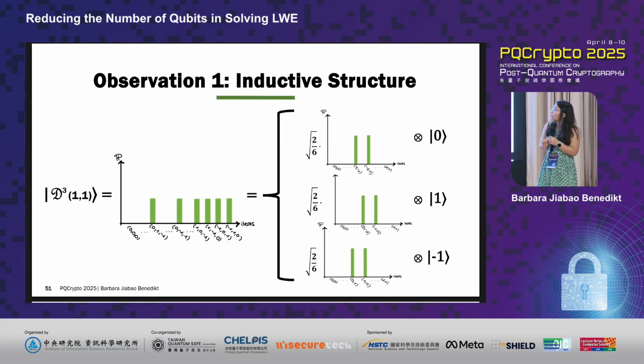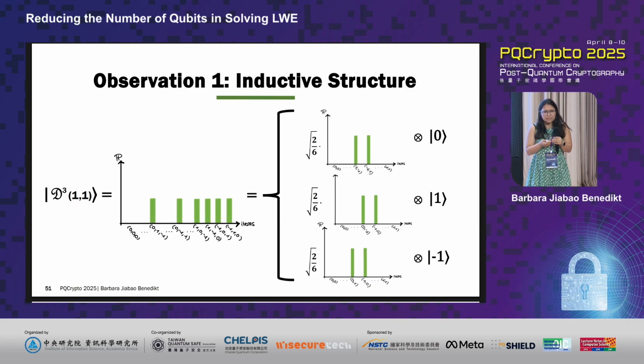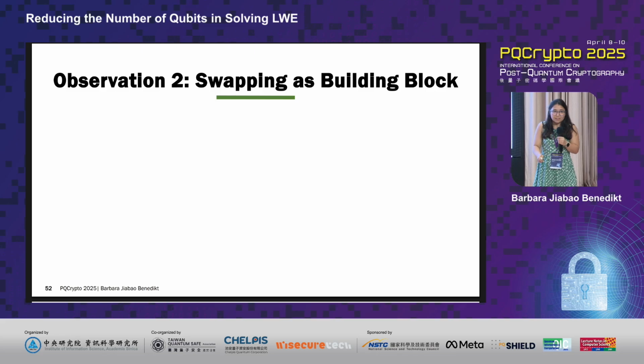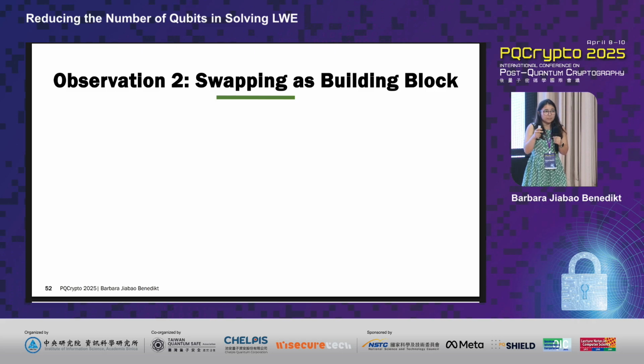When we want to benefit from this inductive structure and to construct our algorithm, we need somehow a procedure to divide the task of building a Dicke state of some dimension into subtasks where we want to prepare Dicke states of a lower dimension. And this leads me to my second observation, that we can achieve this dividing into subtasks by swapping the entries of the vector.